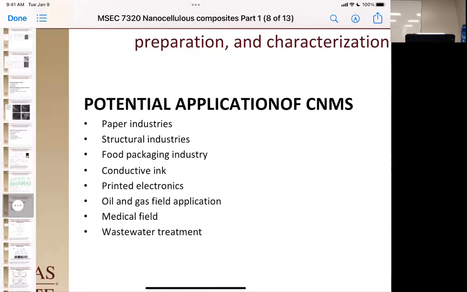In the medical field, I'm going to talk about several things about the medical field and wastewater treatment. This has such a high surface area and all these hydroxyls on it, you can use it to bind metals and dyes out of the water. So it's used a lot for water purification.